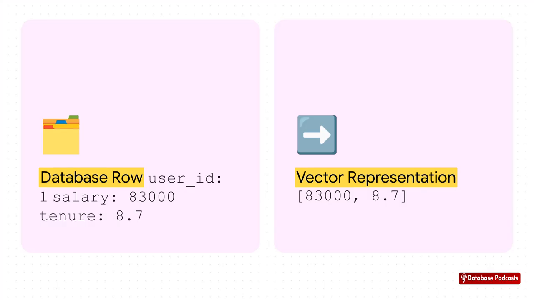Okay, so check this out. Here's a totally normal database row, a user ID, a salary, a tenure. Now let's do something really simple. We're going to ignore the user ID for a second because it's just an identifier, not a number we can really calculate with. Let's just strip away the column names and keep the numbers. What we're left with is this ordered list, 83,000, 8.7. And this simple little list, that's our way in.